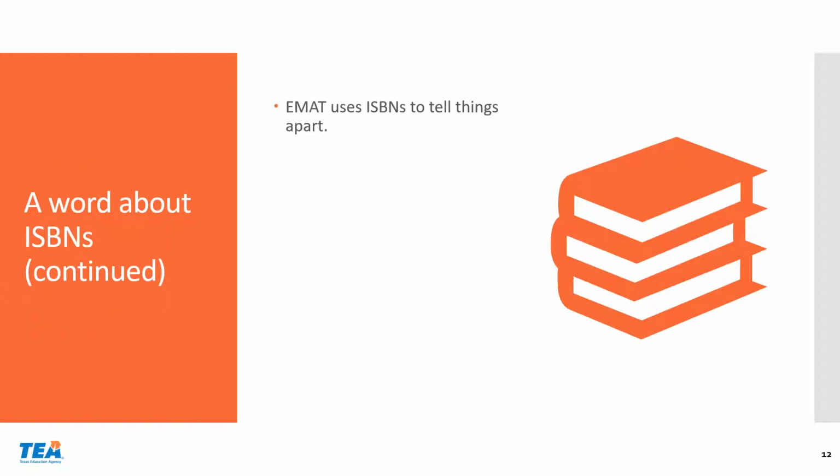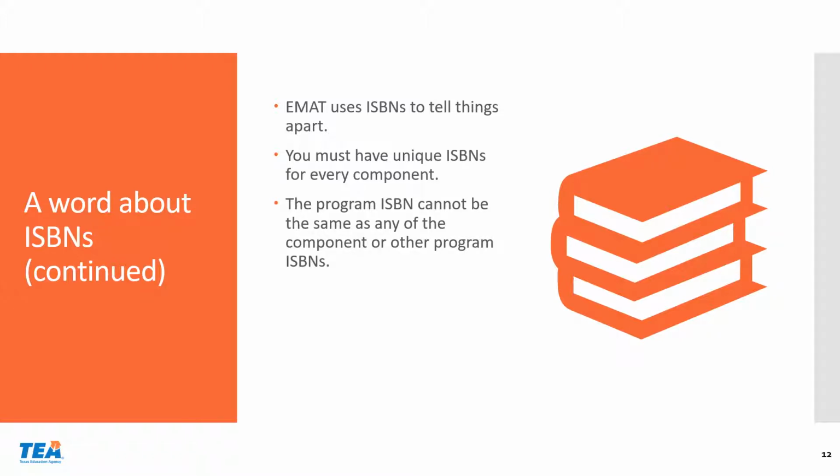Our online ordering system, which is called EMAT, creates what we call an item for each ISBN. So each time the system sees a specific ISBN, that number is associated with a specific data set. You must use a unique ISBN for each component, and you also need a unique ISBN for each program, which means you cannot have the same ISBN for a program that you have already used for a component.